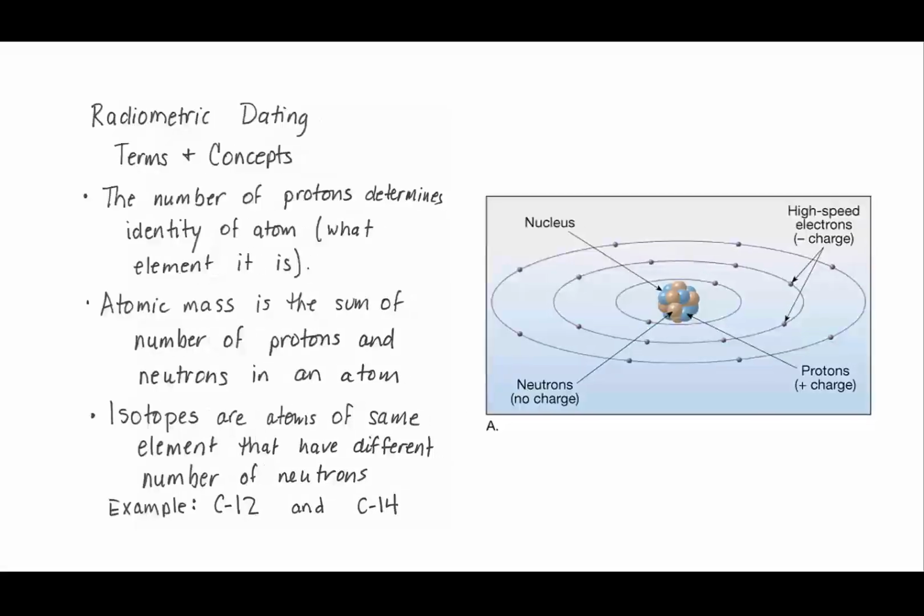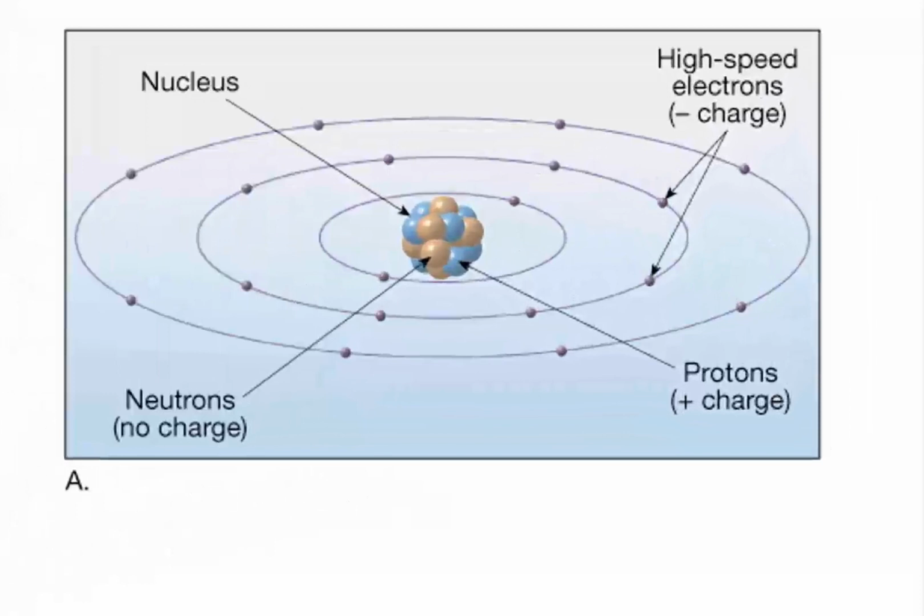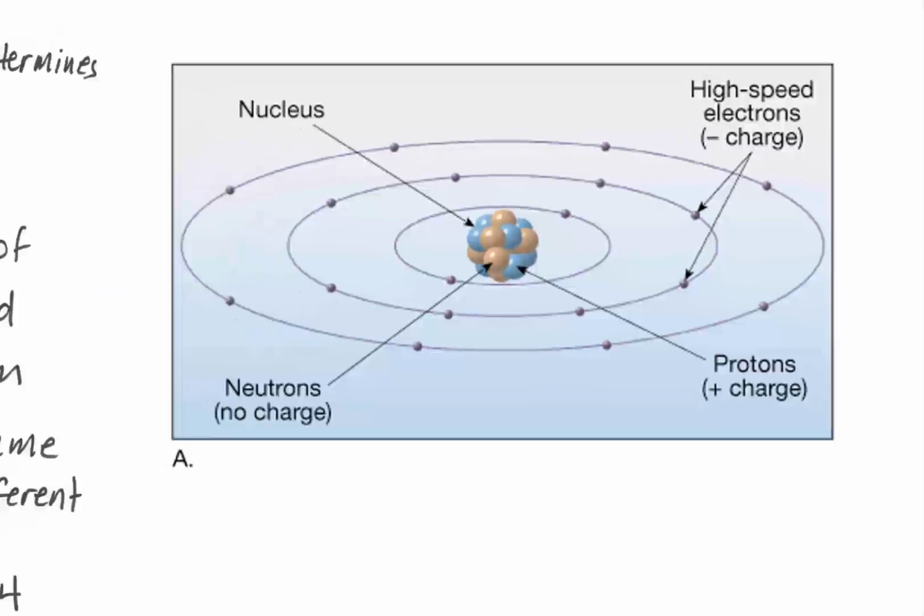On the right-hand side, we have the structure of the atom, and I'm sure you know that the nucleus of the atom contains neutrons that have no net charge and protons that are positively charged. Around the atom are whizzing these tiny little electrons. Each electron has a negative charge to it. The atomic mass is the sum of the number of protons and the number of neutrons in the atom.